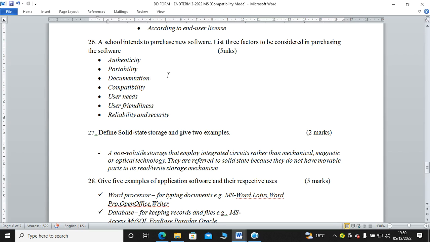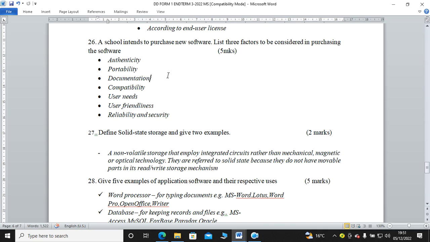Then we have question number 26. A school intends to purchase new software. List 3 factors to be considered in purchasing the software. These ones are software considerations that we ran in Form 1. So you can talk about authenticity. This means whether software is genuine or pirated. Portability. This means whether software can be transferred or copied from one computer to the other.